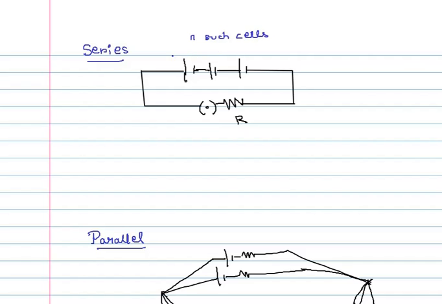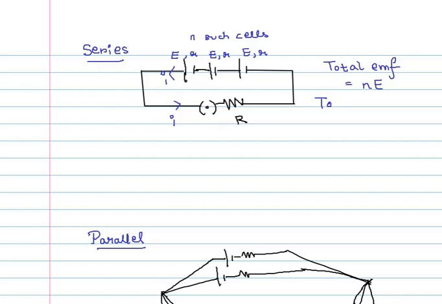Each of these cells has an EMF E and an internal resistance r, and that is true for all the n cells. And there is a current I which is flowing in the circuit through an external resistance R. So what is the total EMF in this configuration? The total EMF of this combination is equal to the number of cells n into the EMF of each cell, that is n into E.